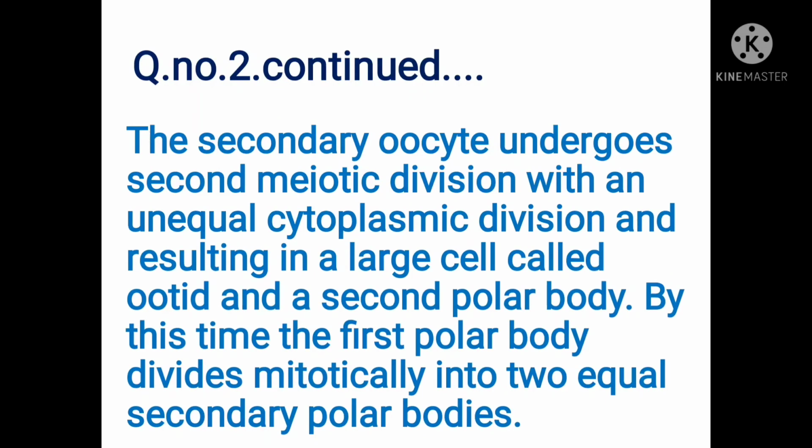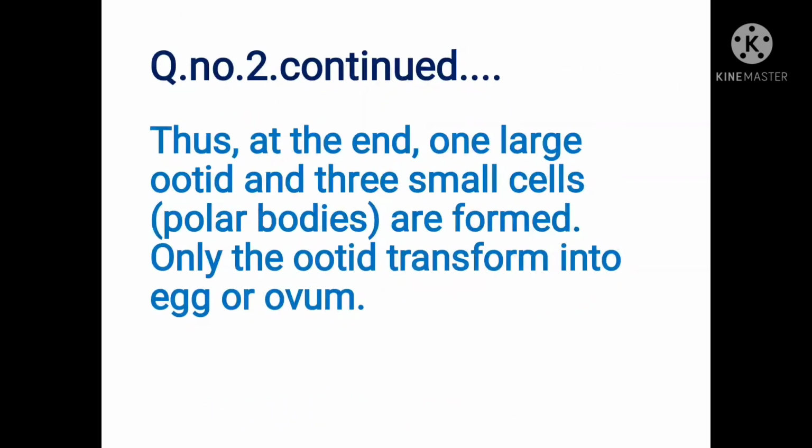The secondary oocyte undergoes second meiotic division with an unequal cytoplasmic division, resulting in a large cell called oocyte and a second polar body. By this time, the first polar body divides mitotically into 2 equal secondary polar bodies. Thus, at the end, one large oocyte and 3 small cells, that is, polar bodies, are formed. Only the oocyte transforms into egg or ovum.